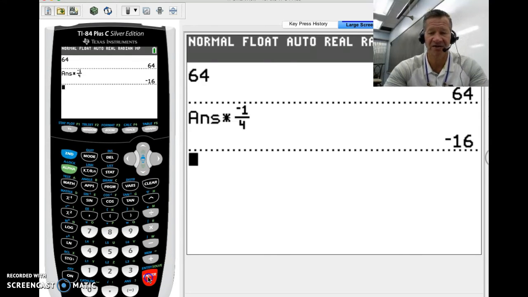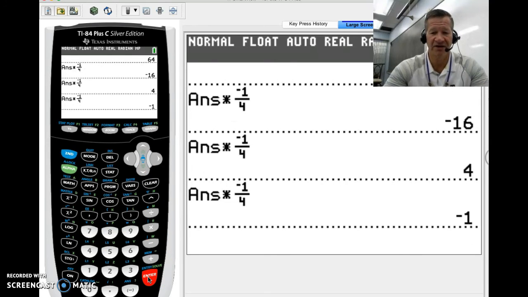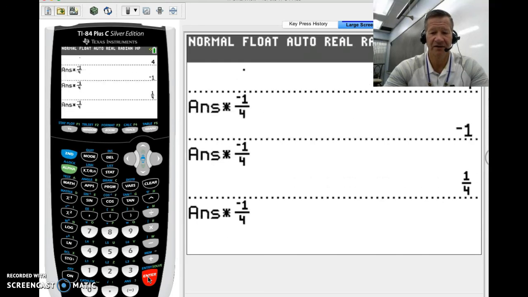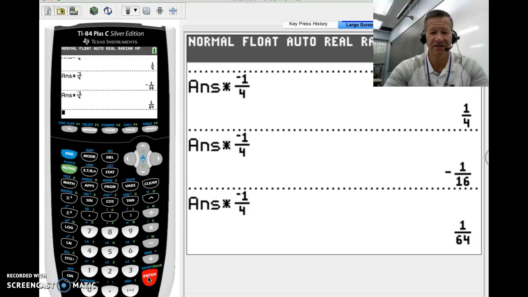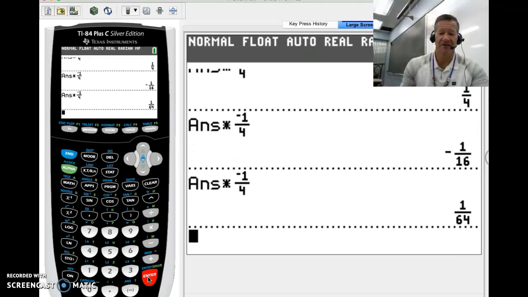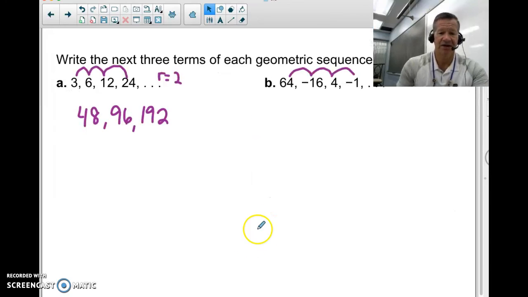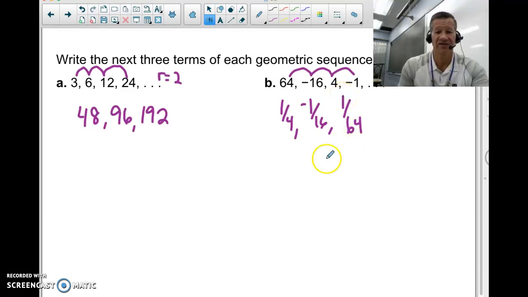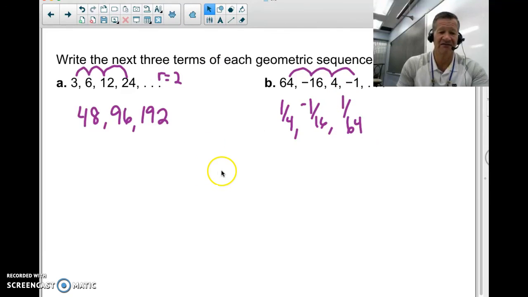Now just keep hitting enter. Then came a 4, then came a -1. Now what are the next three? +1/4, -1/16, and 1/64. So all I need to do is write down those three values, and I am good to go. So 1/4, -1/16, and +1/64. You know the sign keeps alternating from positive to negative because we continue every time to multiply by a negative number. And that's it.